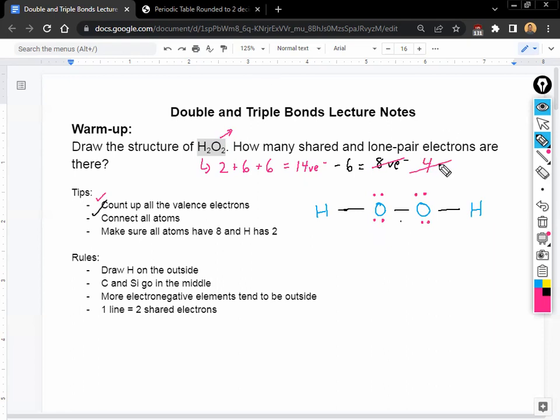Okay, let's count the shared and lone pair. So shared and lone pair is super easy. Shared is basically asking you to find out how many lines there are. There are 3 lines, and we said they're all 2 electrons. So 3 times 2 is 6 shared electrons. And then the lone pairs are basically how many dots there are. So if you count them up, there are 8 dots. So 8 lone pairs. And there you go. That is going to be your structure.